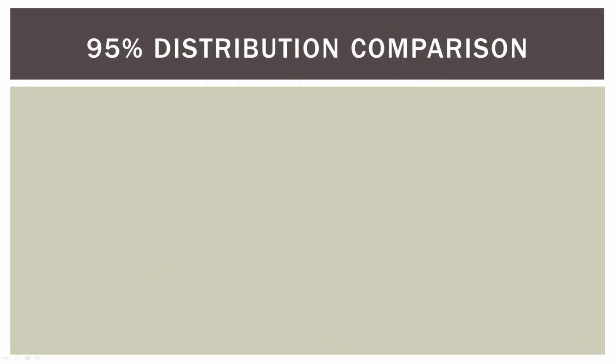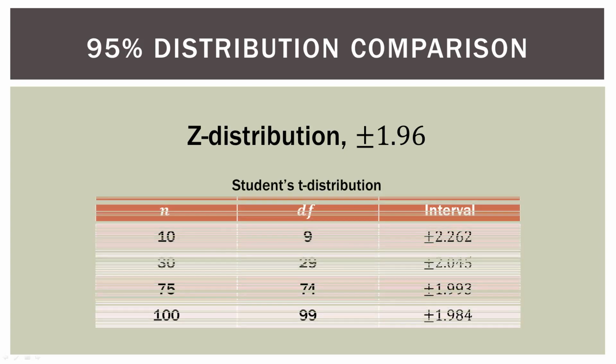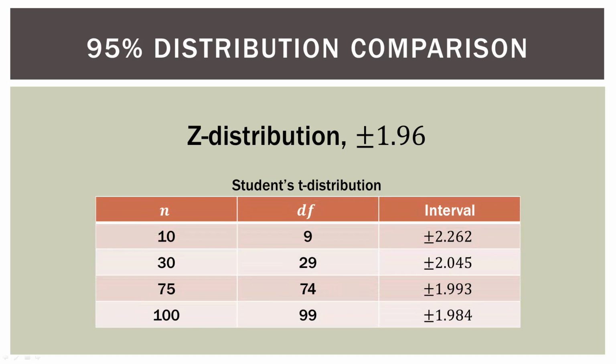So let's do some comparisons here of the 95% distribution. Remember, in the standard normal curve, or the z distribution, the 95% boundaries are at plus or minus 1.96 standard deviations. Now what about the student's t-distribution? Let's look at the pattern here. If our sample size is 10, we have 9 degrees of freedom. So the interval, or the boundary, is plus or minus 2.262. Let's go up to a sample size of 30. That's degrees of freedom 29. Now the interval is plus or minus 2.045.